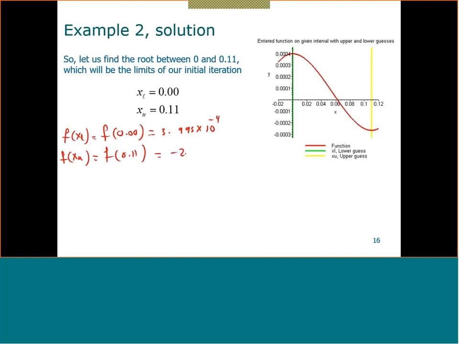So this is a positive number and this is a negative number. So we know that f(x_l) times f(x_u) is less than 0. Although it's visually clear here, I know that there is at least one root between these two points. What should we do now? Then we'll find our first iteration, x_m. I will add these two numbers and find their average, which is 0.00 plus 0.11 divided by 2, which is equal to 0.055.